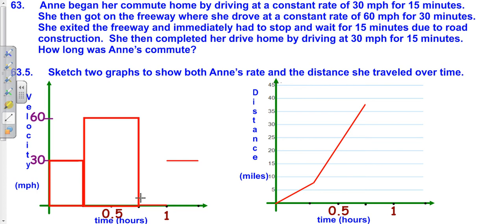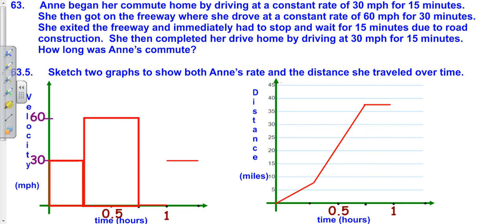Then we got to find our area here. While we're not going anywhere, we have no height. So if you're looking at your area there, it's just a line, and lines don't have height. So we're not changing our distance. Our distance is staying the same.